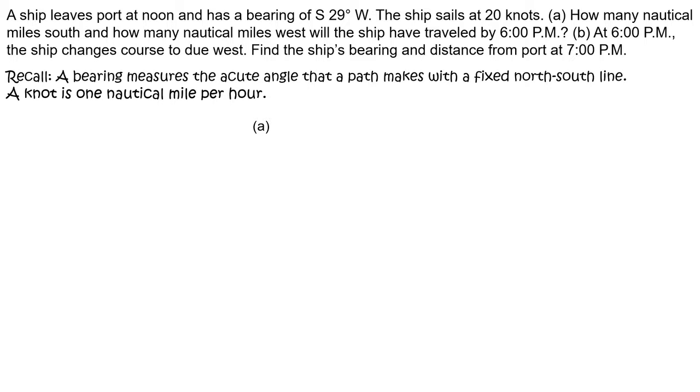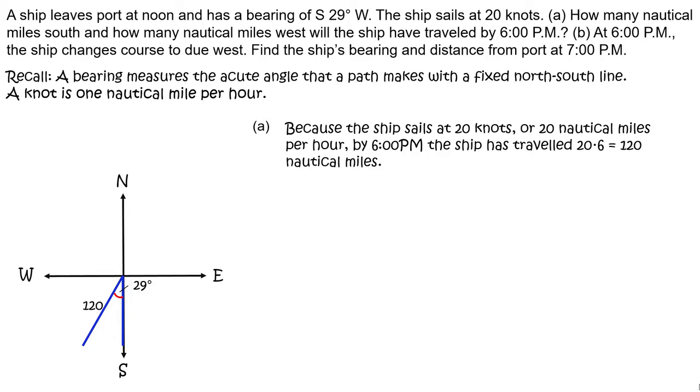First, recall that a bearing measures the acute angle that a path makes with a fixed north-south line, and a knot is 1 nautical mile per hour. Part A. First, make a sketch. A ship leaves port at noon and has a bearing of south 29 degrees west. Because the ship sails at 20 knots, or 20 nautical miles per hour, by 6 p.m. the ship has traveled 20 times 6 or 120 nautical miles.